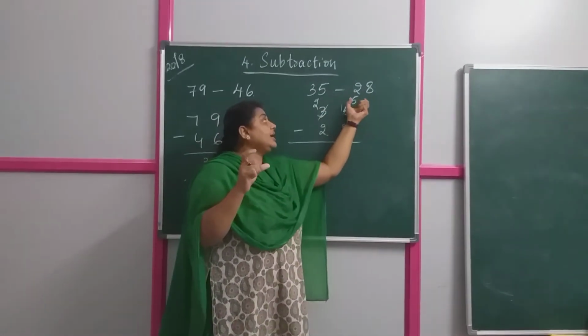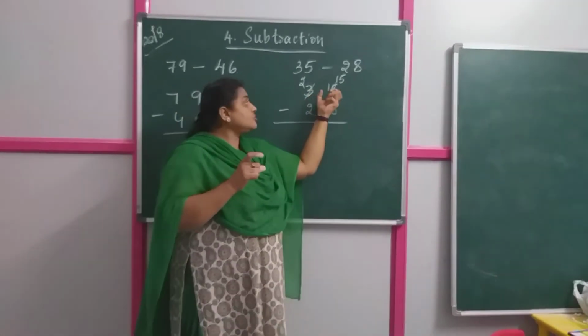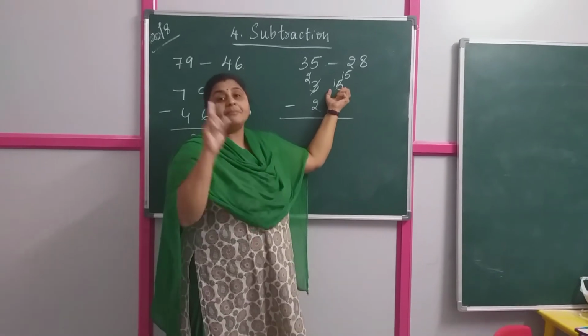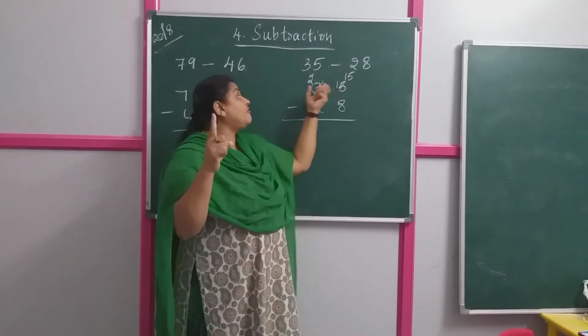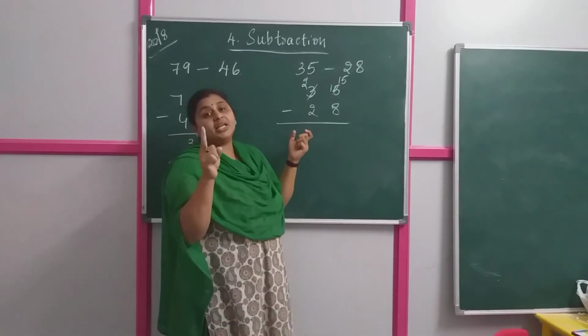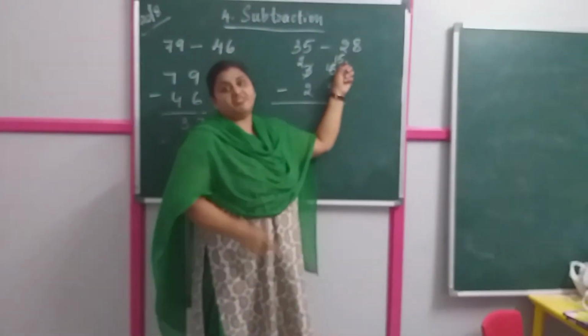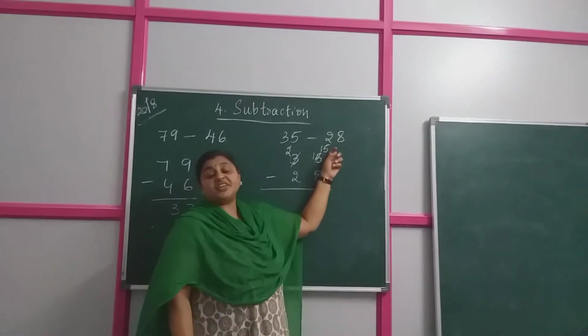From tens place, if I am borrowing 1, it means I am borrowing 10. 10 plus 5, 15. This is tens place value, children. This is ones place value. Am I right? I am taking borrow from 3. If I am taking 1 as a borrow from 3, it means I am taking 10. So 10 plus 5, 15. Now, is it not 15 greater now?